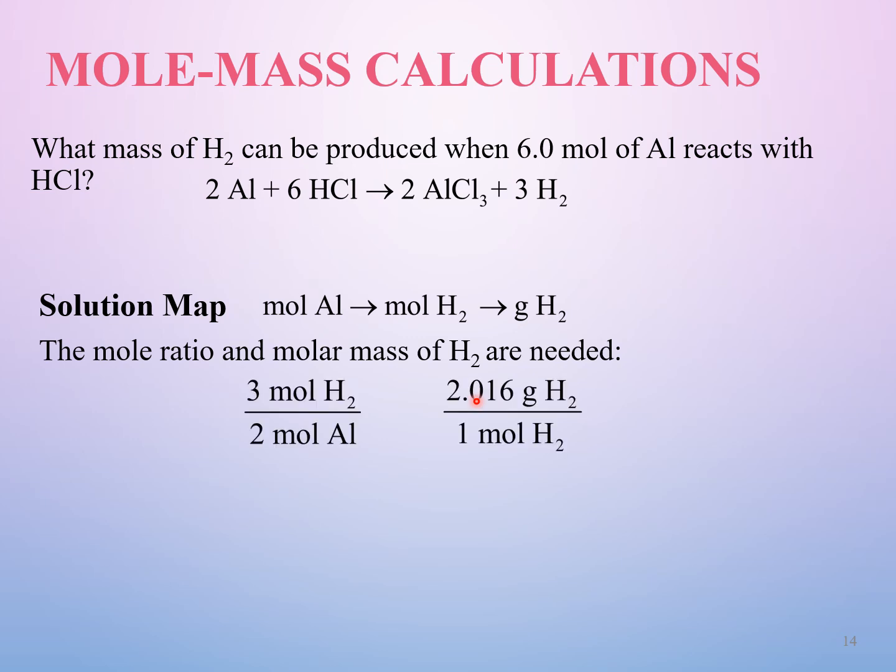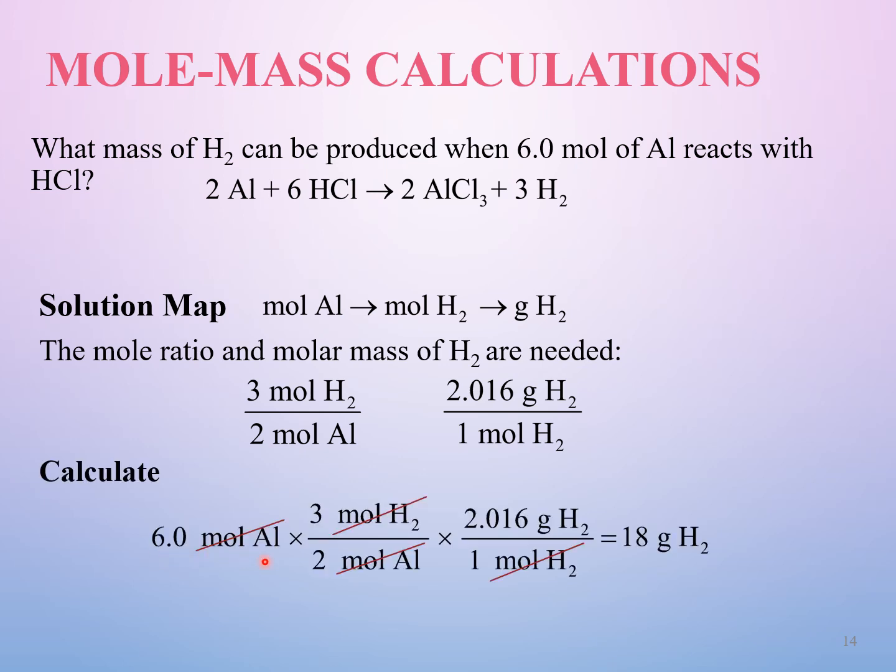Once we get moles, we will use molar mass, where one atom of hydrogen is 1.008, so 2 of the hydrogen is 2.016, and that should give us the grams of H2. So we start with 6 moles of aluminum. We cancel off aluminum on the bottom. We use the mole to mole ratio. Now we have moles of hydrogen gas. And then we use the molar mass to cancel off the moles of hydrogen gas. So 2.016 grams is to 1 mole. The 1 mole of hydrogen goes on the bottom, cancels off the moles, and you have 2.016 grams of H2 on the top to give your answer in grams of hydrogen.